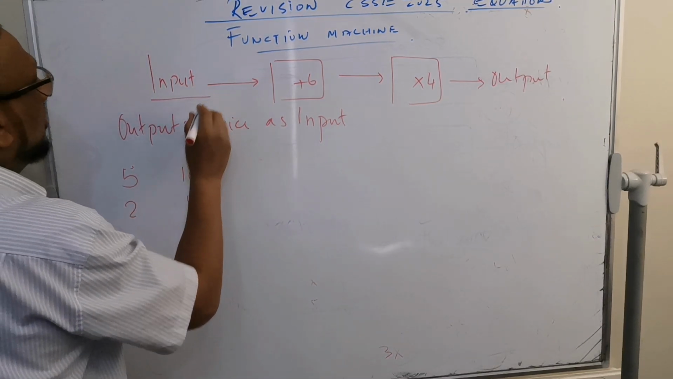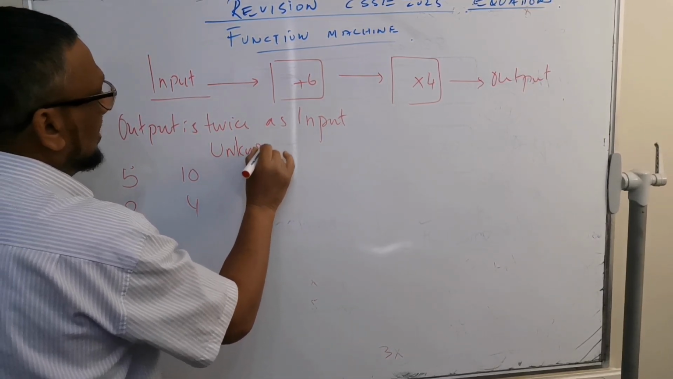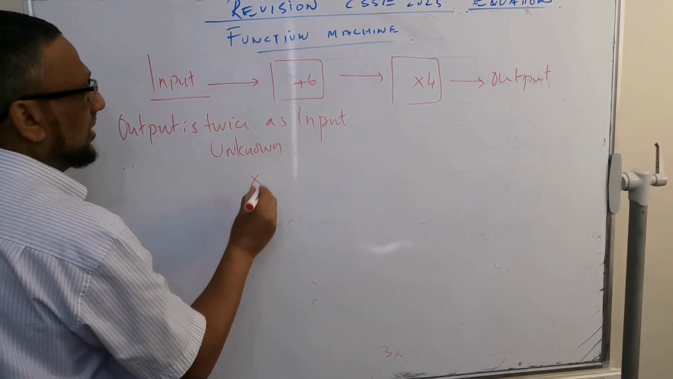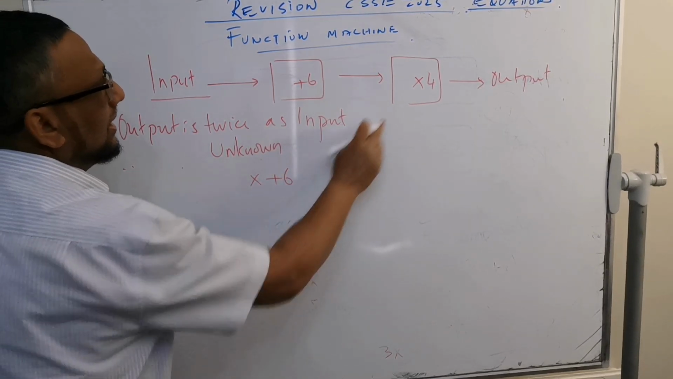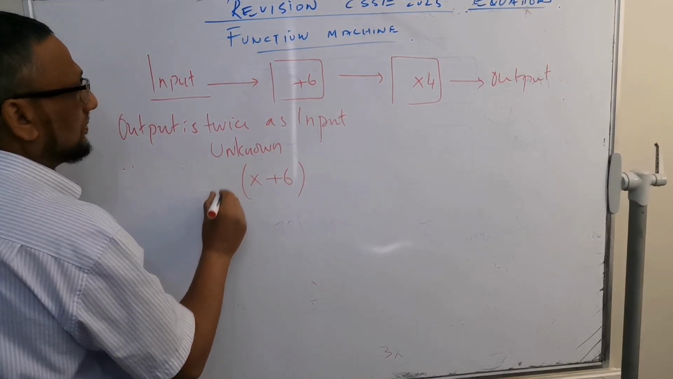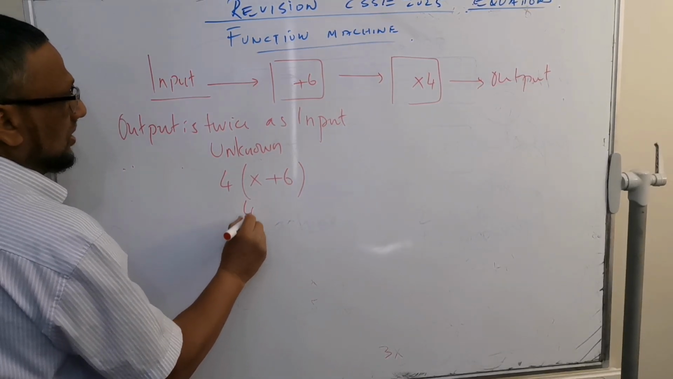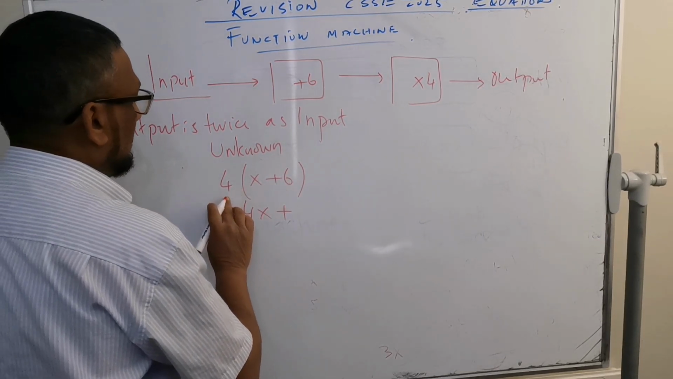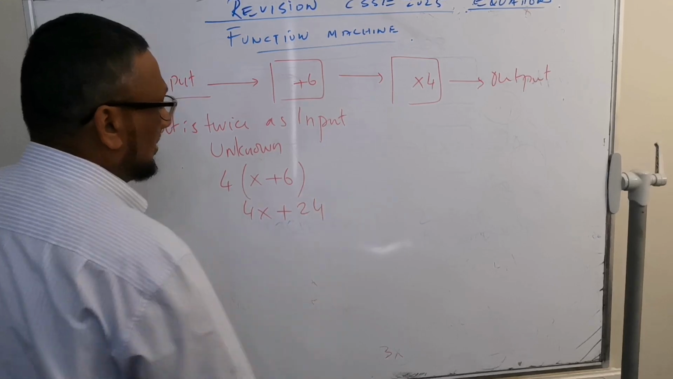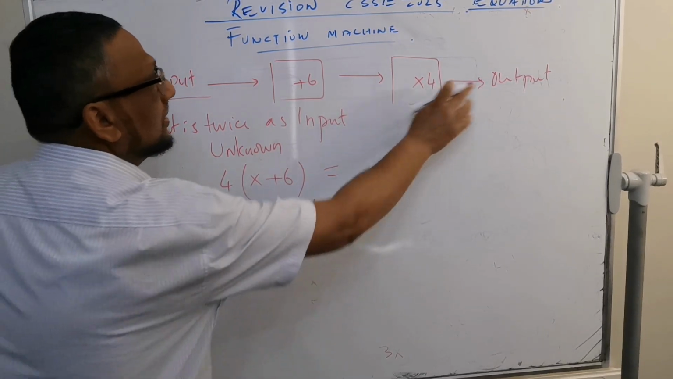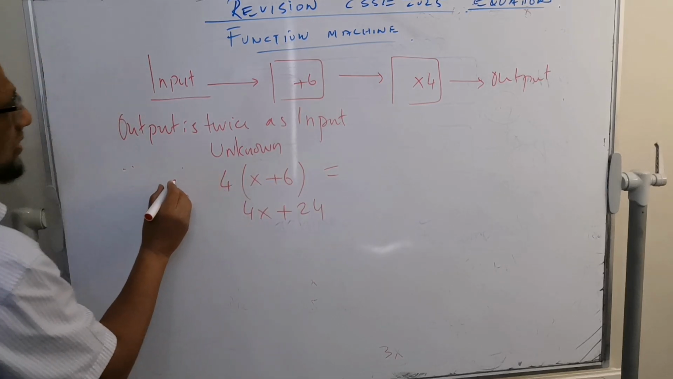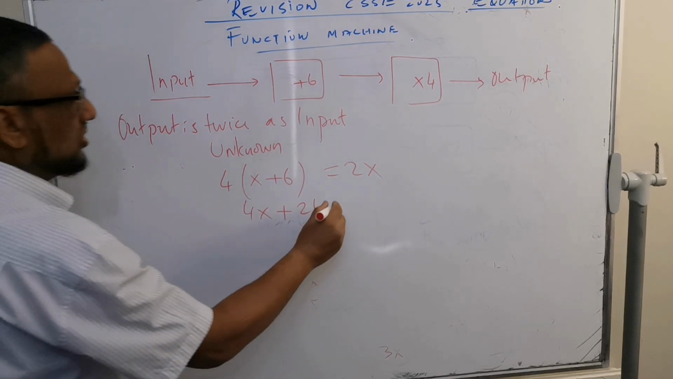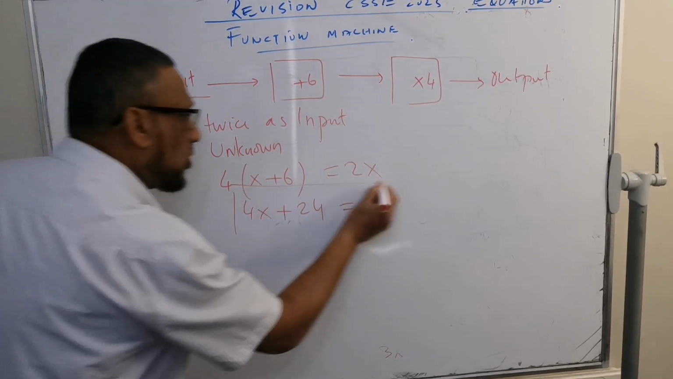Very simple. Unknown number, always remember, if the number is unknown, we can start from x. So x plus 6 and times by 4, so it means 4 times x, 4x plus 6. 4 times 6 is 24, and you say output is twice, so we can write if the input is x, the output will be 2x. So look at this one. Again, the same concept of equation.